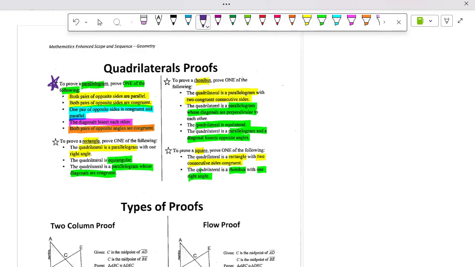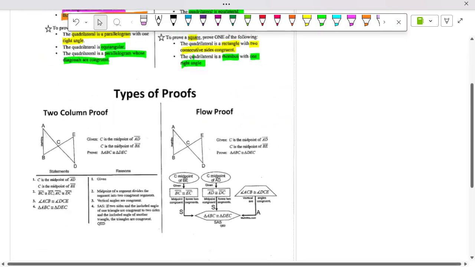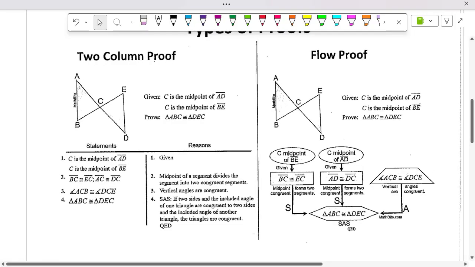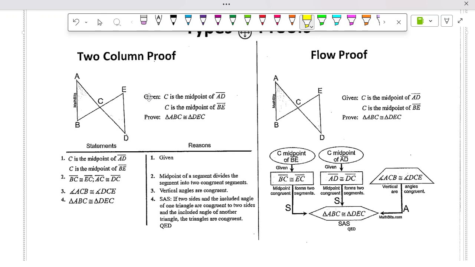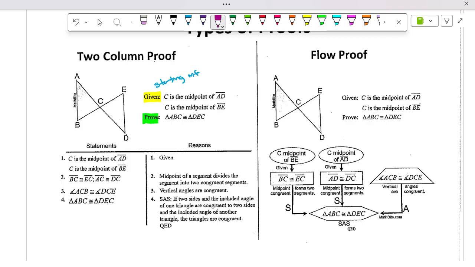All right. Now, there are two types of proofs. There's two column proofs and flow proofs. They're pretty much about the same. Usually, when you are given a proof, they give you what is called the given. This is what we call your starting information. And then they give us what you want to prove. So that should be what you end with. So these proofs are the exact same. They just wrote them in two different ways.